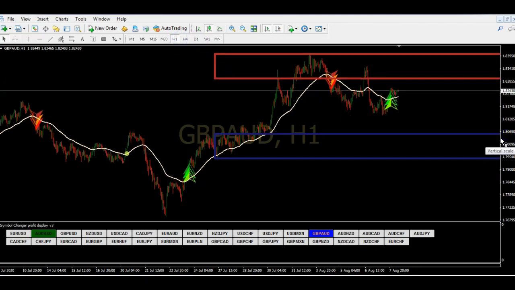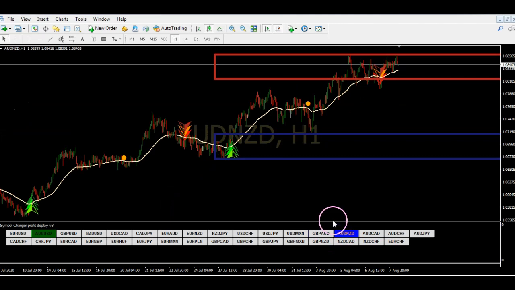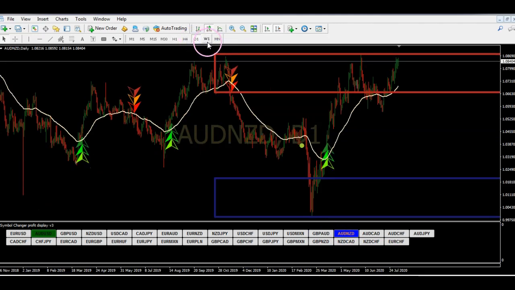GBP/AUD, it's in the middle, nowhere right there, so not ready for our system. Okay, you got triple arrows on the sell, but our major trend is on the uptrend. But we're going on a correction right here.